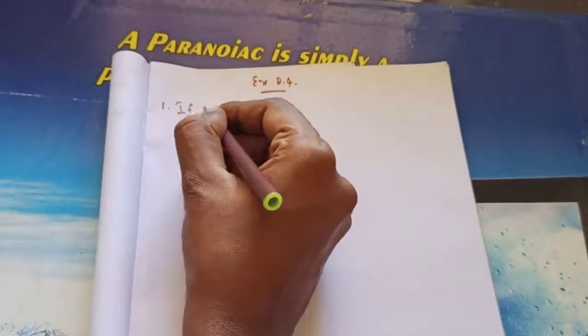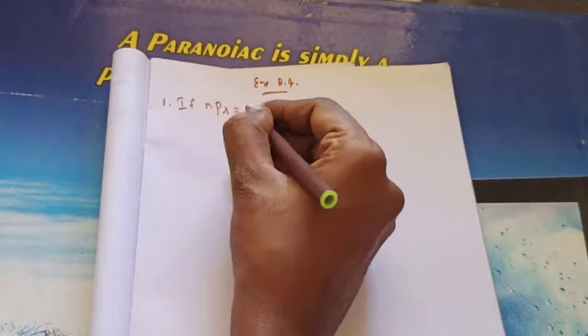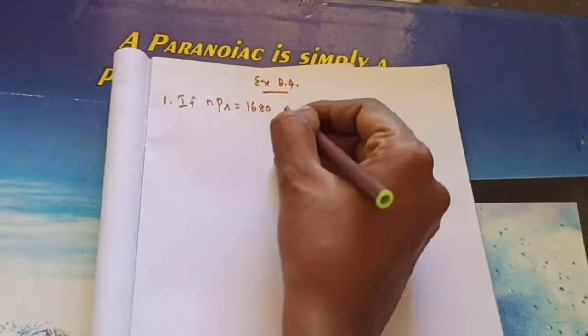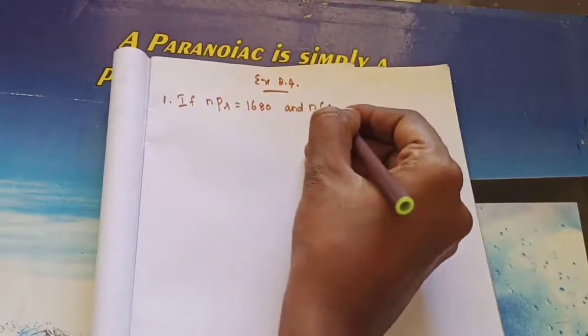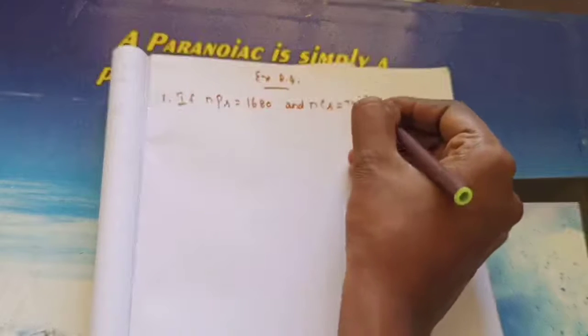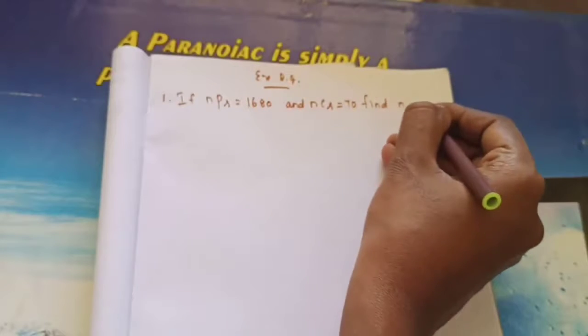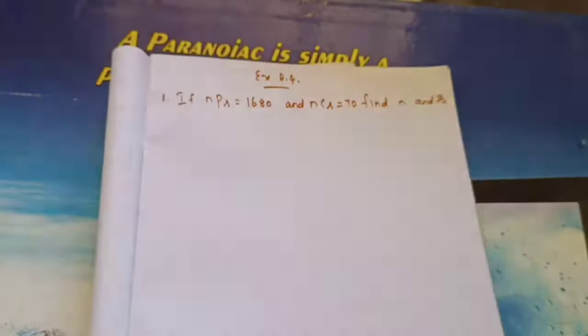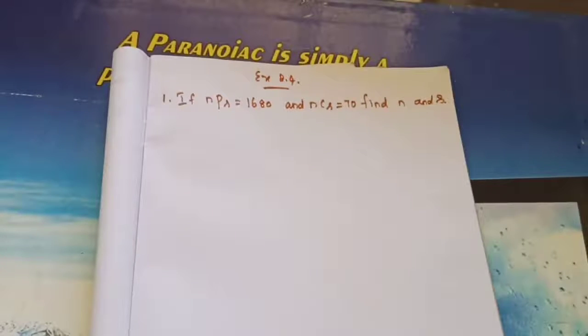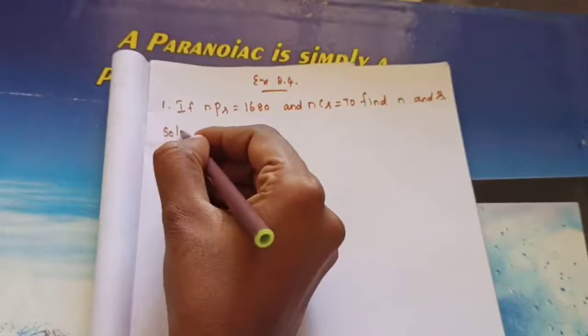Okay. So if NPR is equal to 1680 and NCR is equal to 70, find N and R. I hope you completed it. Those who completed, check the answer. Okay, it's very important. Now, the solution.